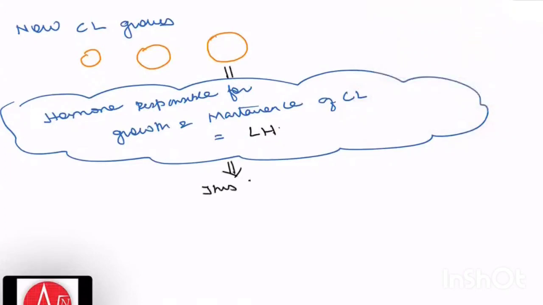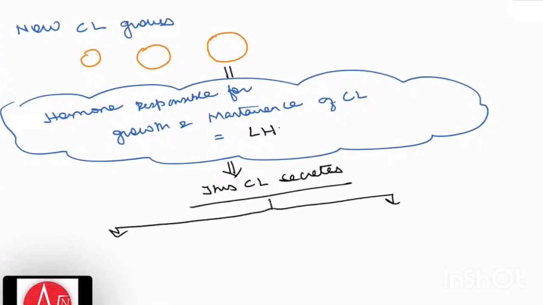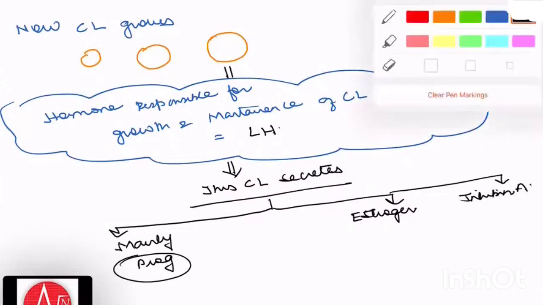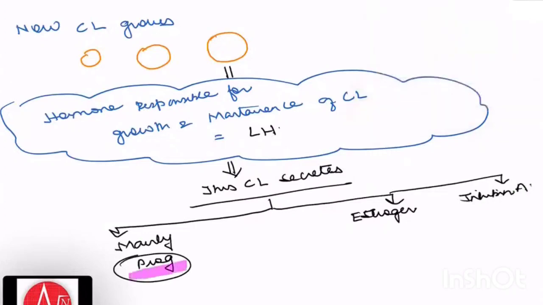Now, I was telling you that corpus luteum will grow. Now, this corpus luteum secretes 3 hormones. Mainly, it will secrete progesterone. But apart from that, it will also secrete estrogen and inhibin A. So progesterone, estrogen, and inhibin A. These are the hormones which corpus luteum secretes, in which the main hormone is progesterone. Clear to all of you?